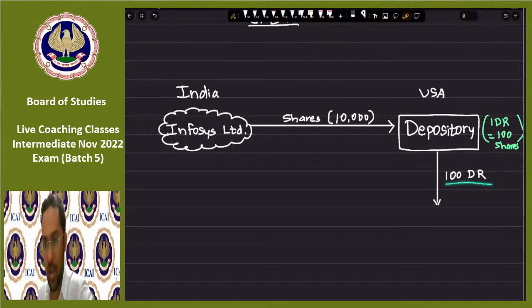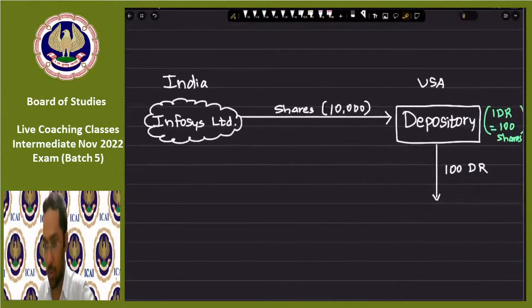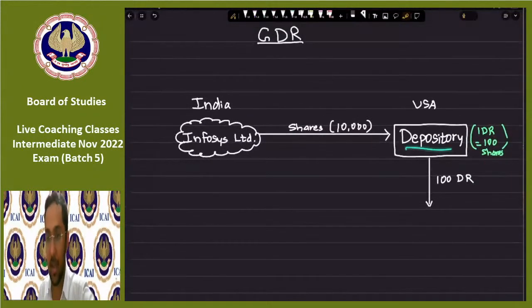So that organization in US is now established and it is known by the people of US, right? It's known by the investor of US. So depository receipt means it's an acknowledgement which is given by the depository that we are in possession of 10,000 shares. Right? Against that, it issues the acknowledgement.